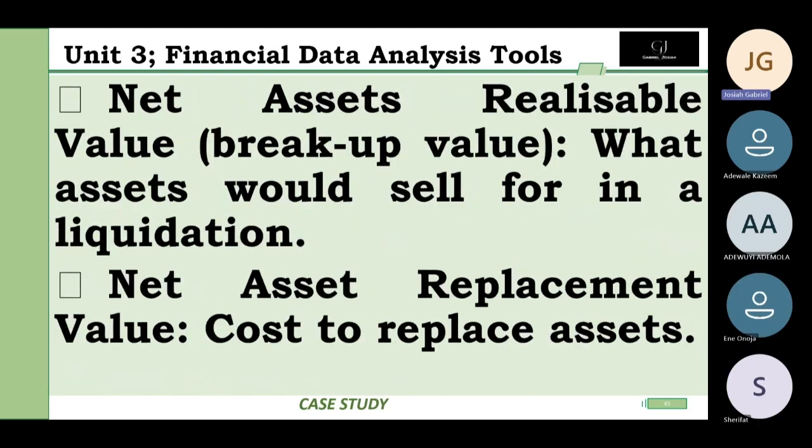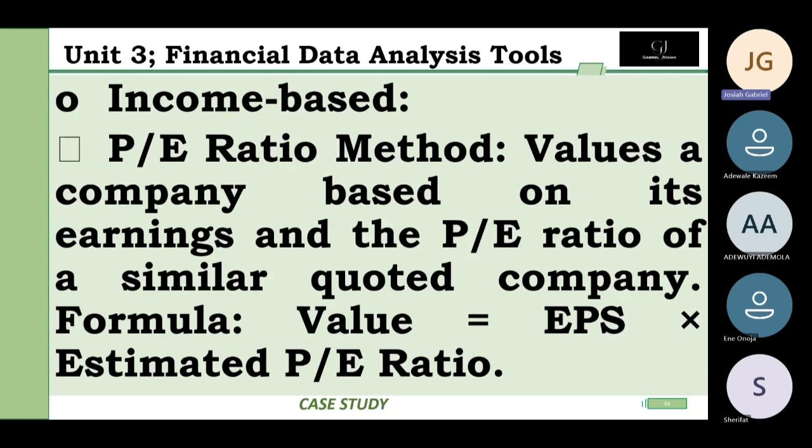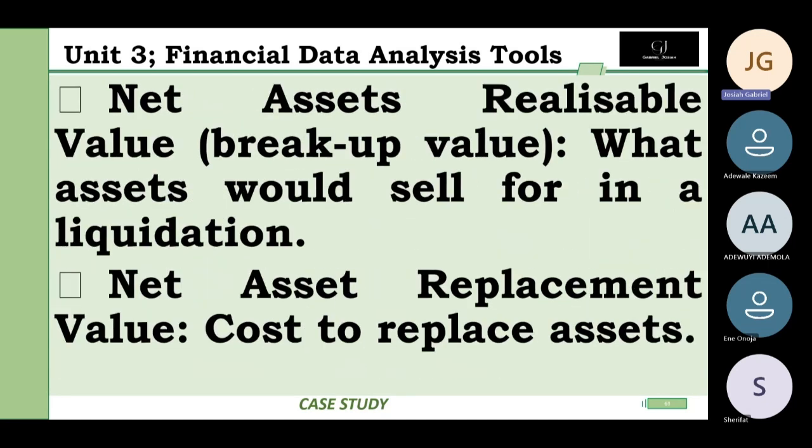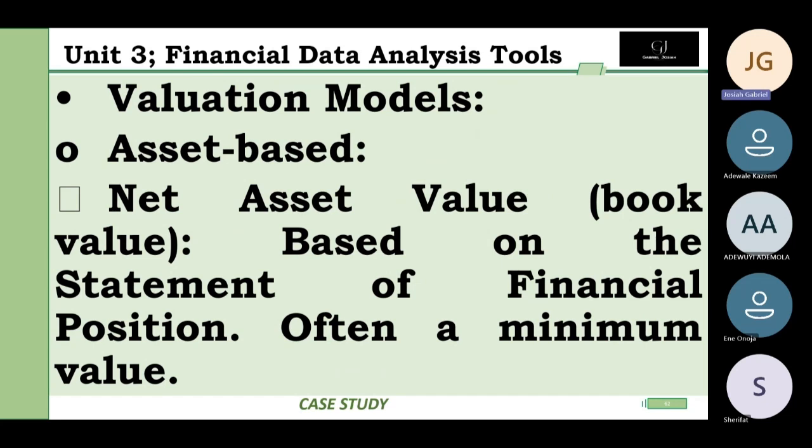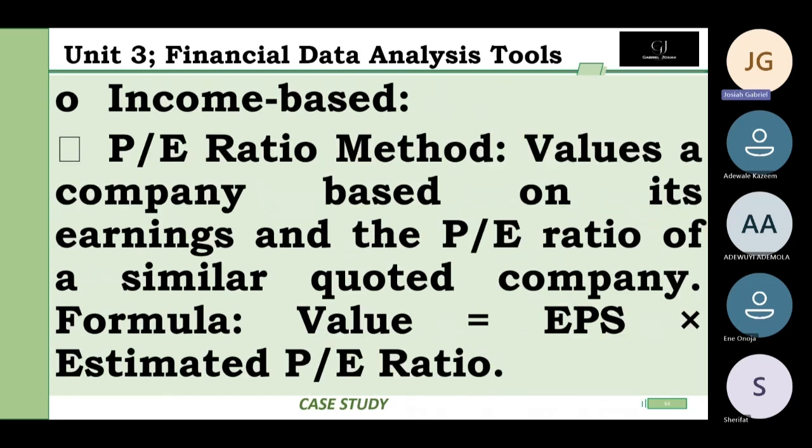We have the third one, the net asset replacement value. That's the cost to replace assets that are either obsolete or broken down or have depreciated fully. So the net asset replacement value is also a method used to value a business. So these are the three asset methods.